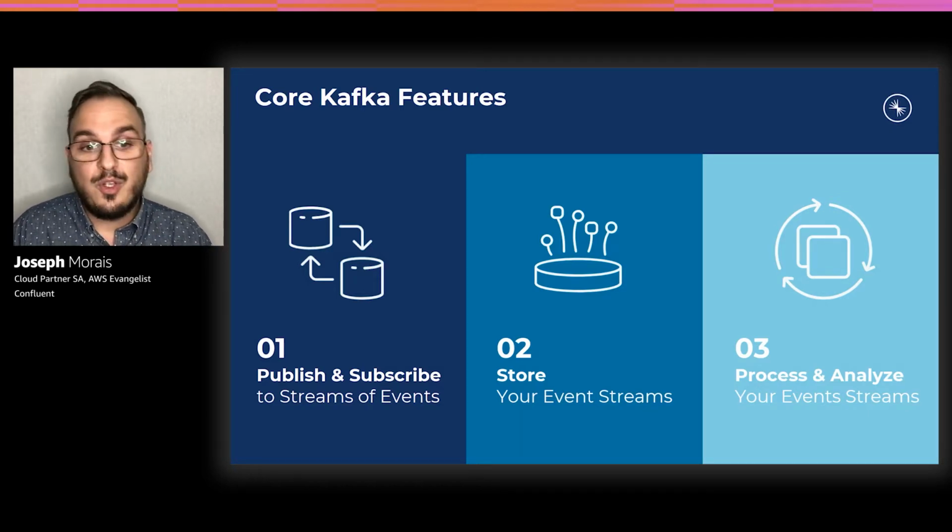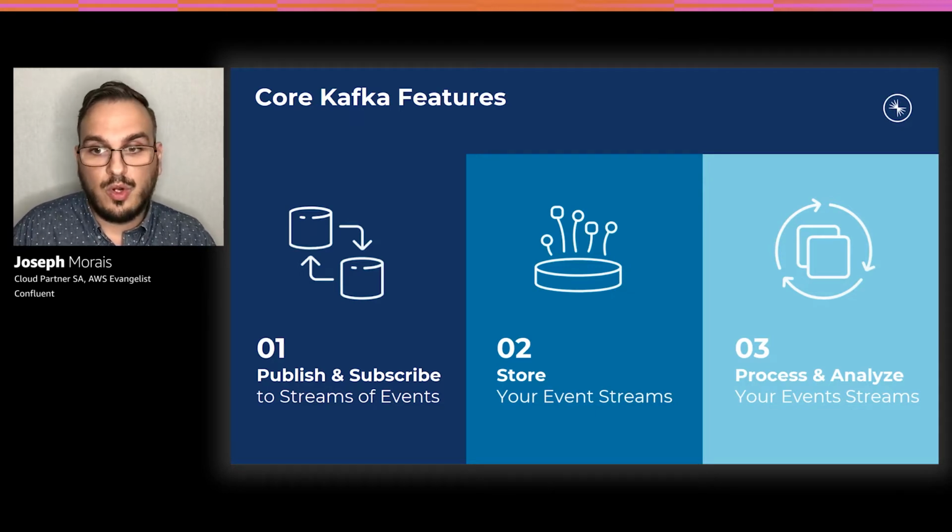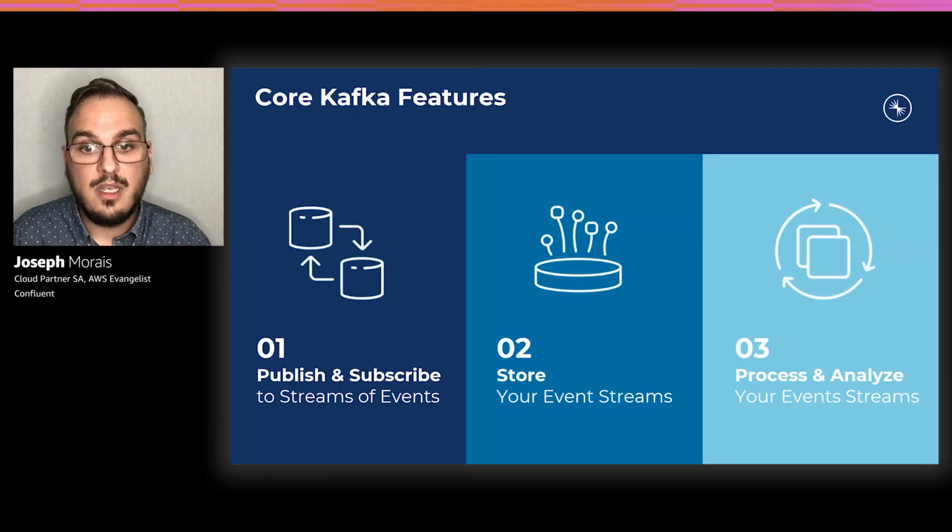Let's instead focus on the core features of Kafka. In order to let you and your organization work with event streaming easily and efficiently, Kafka provides 3 main capabilities of event streaming: to publish and subscribe to streams of events, to store your event streams durably and reliably like a database, and to finally process and analyze your event streams.